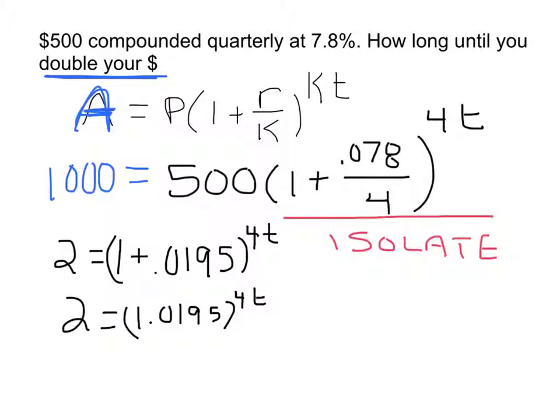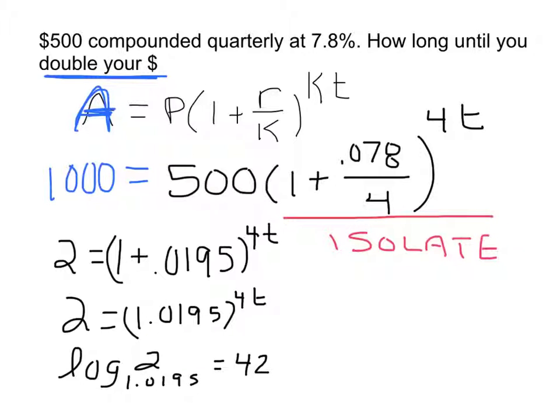Now at this point, you can choose to log both sides, or you can choose to convert this problem into a log and use the change of base rule. I prefer to do the second way, so I'm going to write this as log base 1.0195 of 2 is equal to 4t.